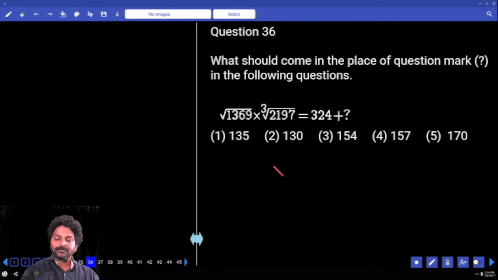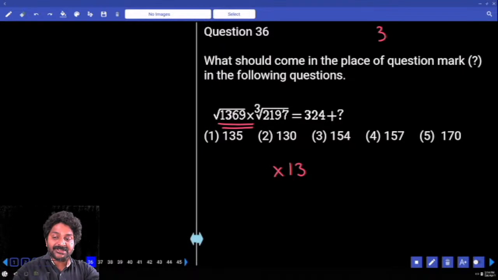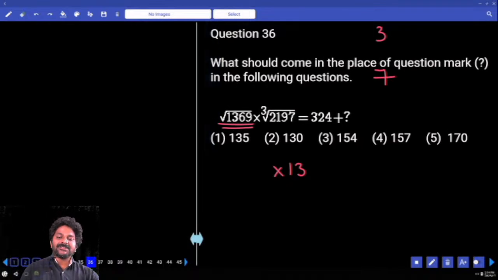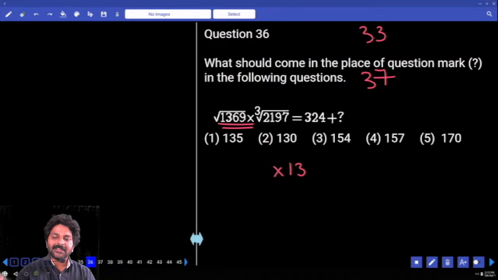Right, cube root of 2197, easy to calculate. 13. 1369, last digit, observe the last digit, 9. That means it must be a square which ends with either 3 or 7, right? What is 40 square? Our number is less than that. What is 30 square? So our number must be in between 30 and 40, yes? That means it may be either 33 or 37.